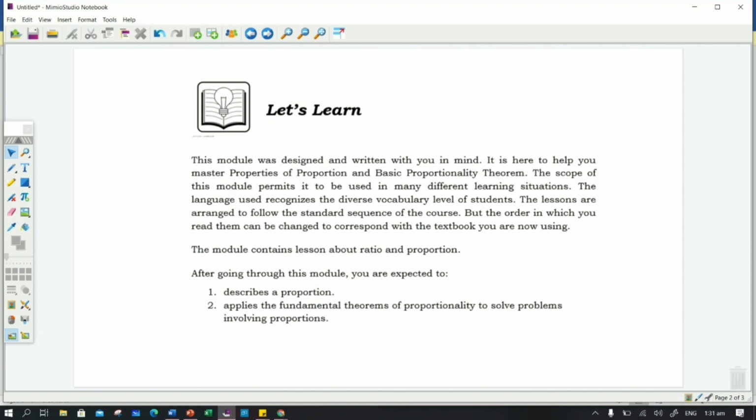This module contains lessons about ratio and proportion. After going through this module, you are expected to, number 1, describe a proportion, and number 2, apply the fundamental theorems of proportionality to solve problems involving proportion. Okay, so there you have it. This is the content of module 5. Okay, let's now proceed with our review.